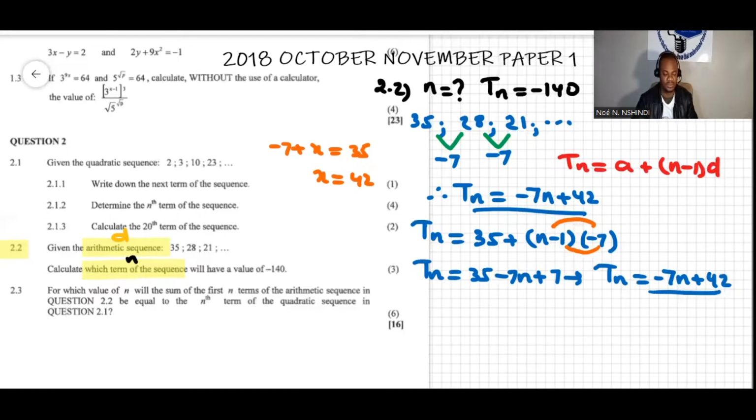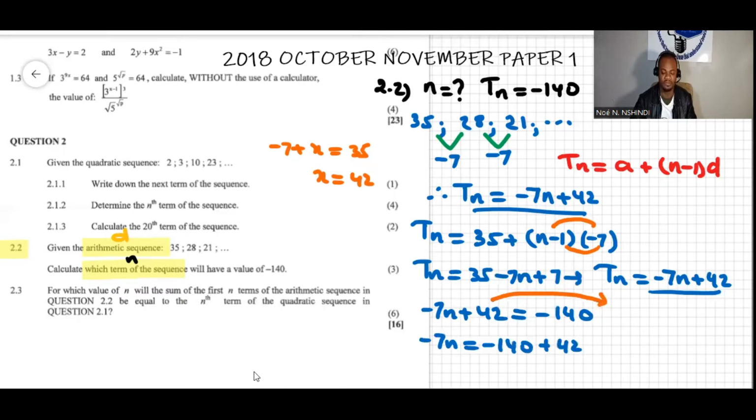Now that the question says which term will have a value of negative 140, we can just write negative 7n plus 42 equals negative 140. Now I will move 42 over. So this becomes negative 7n equals negative 140 minus 42. Actually, I meant minus 42. So that makes negative 7n equal to negative 182.